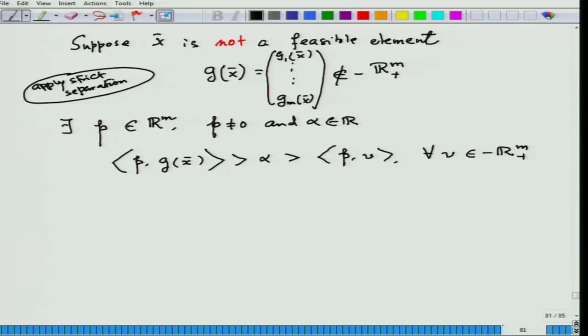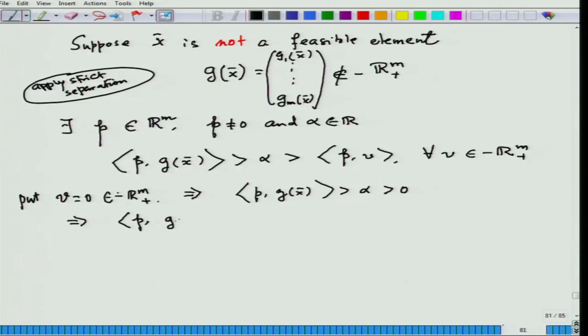Now, let us see. Here you can put an equality also, it does not matter much. So, if this is my strict inequality, then basically p x equal to alpha is the hyperplane which is strictly separating this point g x bar from v. What I claim is that, see, put v equal to 0 because Rm plus has 0. This would imply that p of g x bar is strictly bigger than alpha, strictly bigger than 0. So, what you have proved here is p of g x bar is strictly bigger than 0.